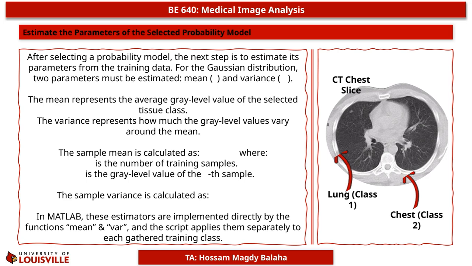This process is performed separately for each class. In the example shown, the classes are lung tissue and chest tissue from a CT chest slice. That gives the model a distinct statistical description for each class, rather than treating all pixels as if they came from the same distribution. In MATLAB, the calculations are implemented directly with the mean and var functions, making the parameter estimation step concise and reproducible.